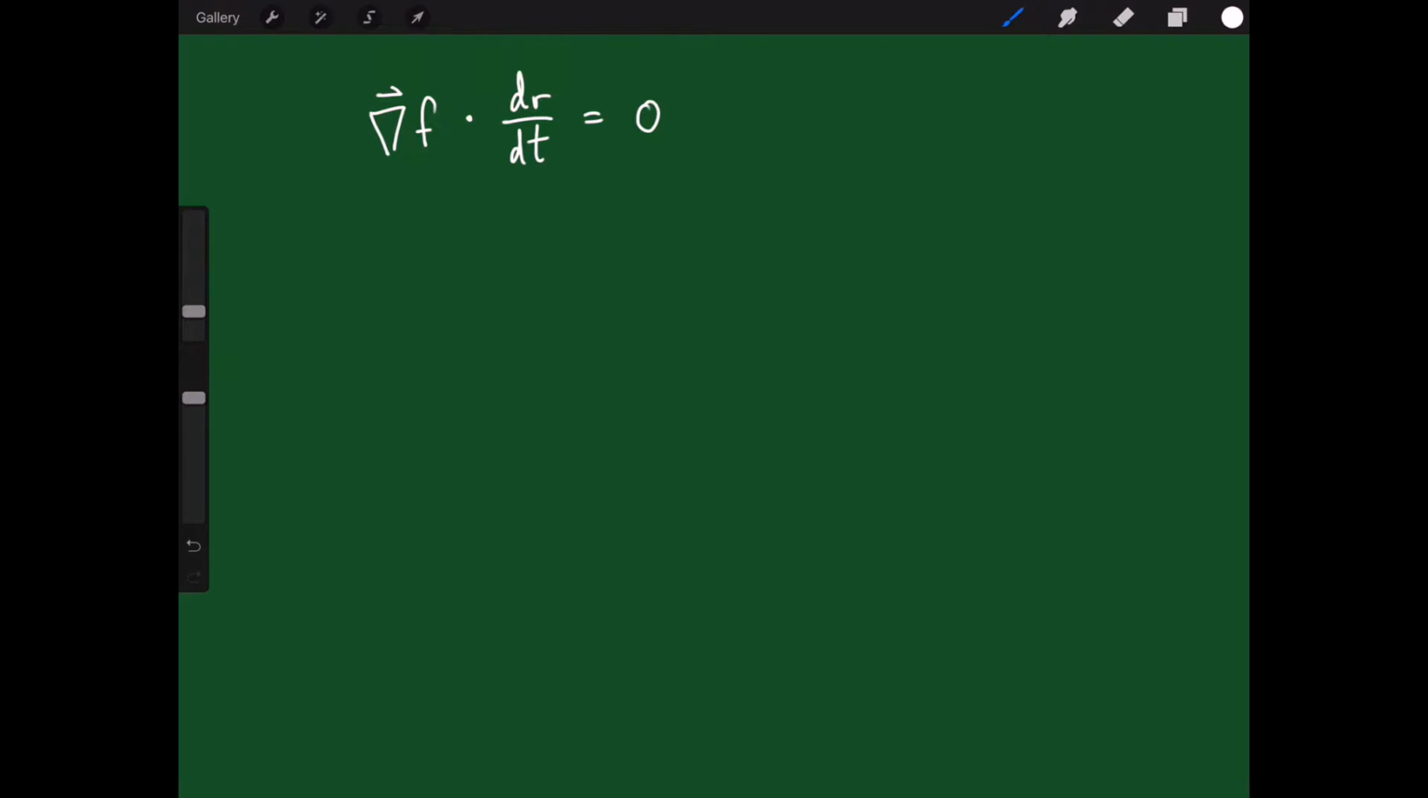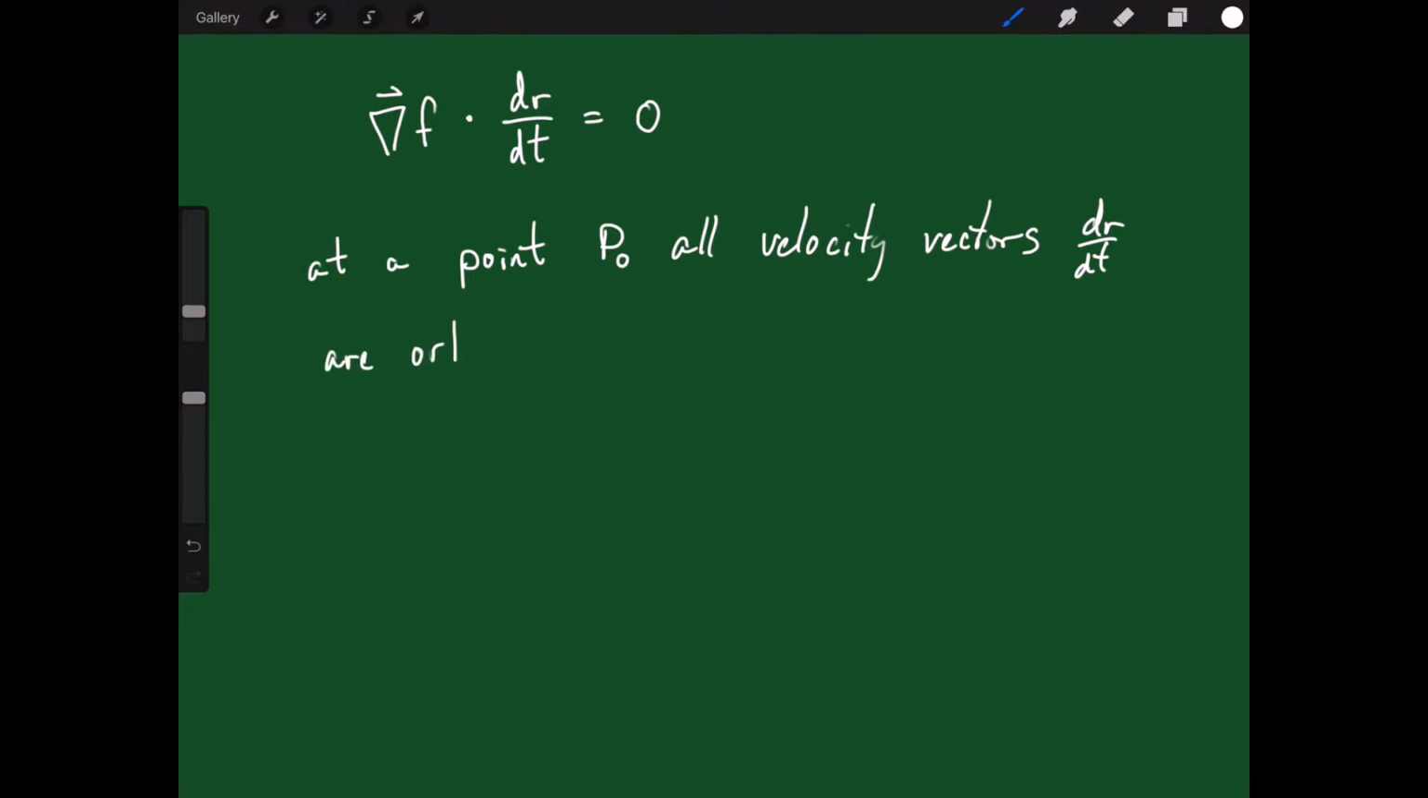What is this saying to me? Well, what this is saying is that at a point p sub 0, all the velocity vectors dr dt are orthogonal to the gradient of f.